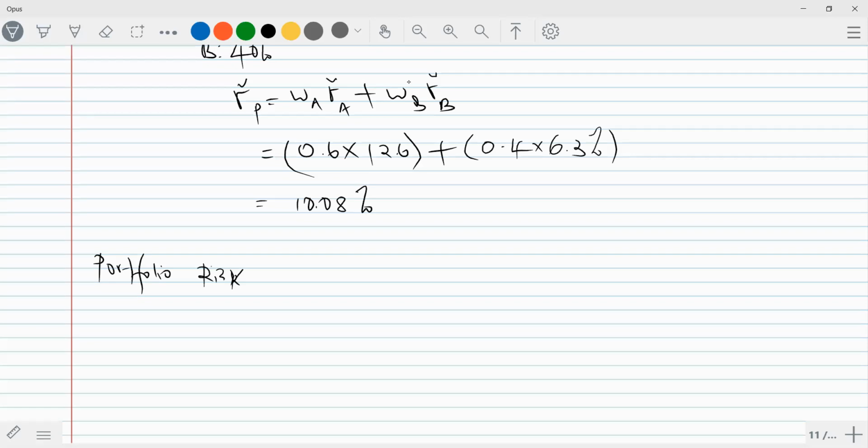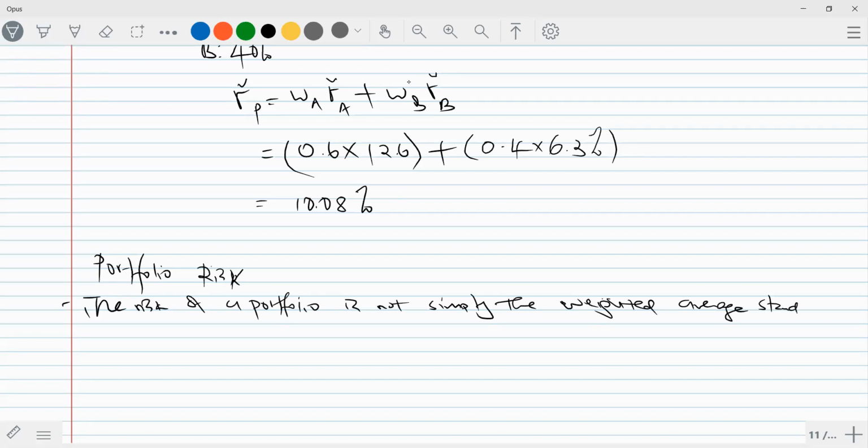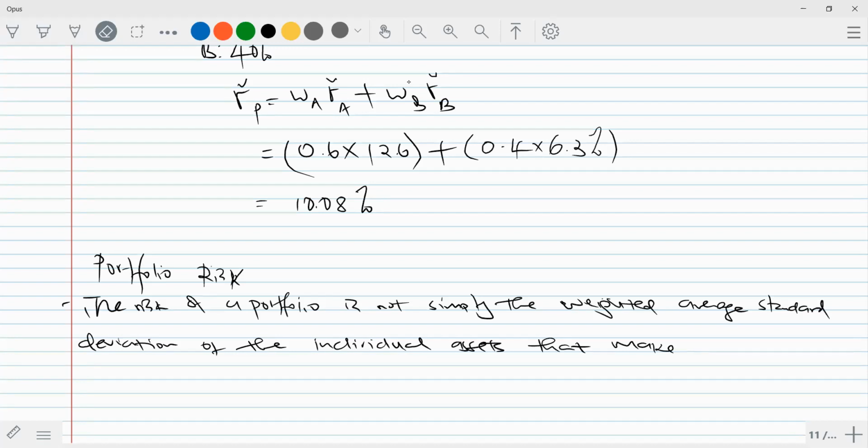Maybe you can just put that as a note: the risk of the portfolio is not simply the weighted average of the standard deviation of the individual assets that make up the portfolio. So it's not simply a weighted average.